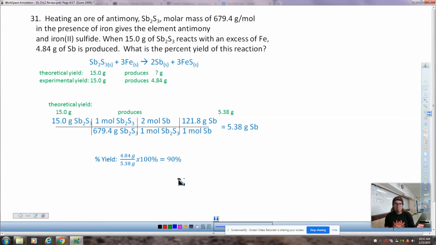You can see this would be an important thing in chemistry because if a chemical reaction is designed to produce something that has value, then we want to maximize how much antimony we get out of the ore, antimony sulfide.